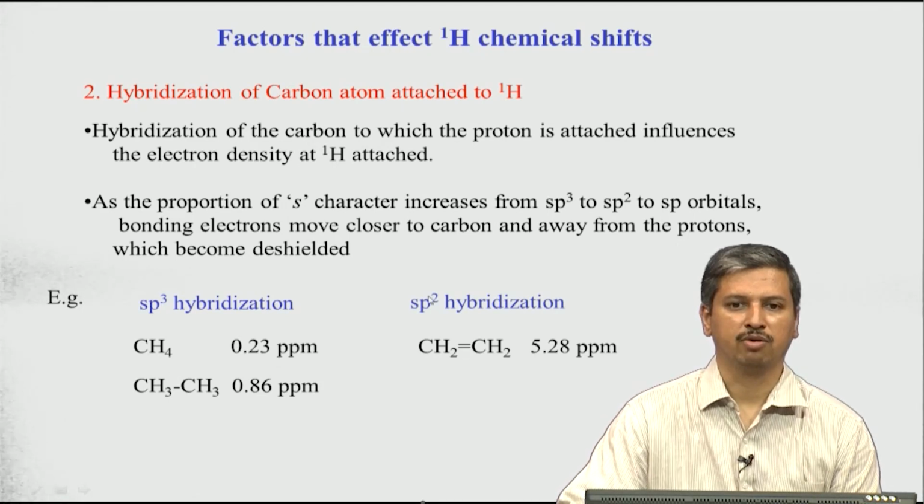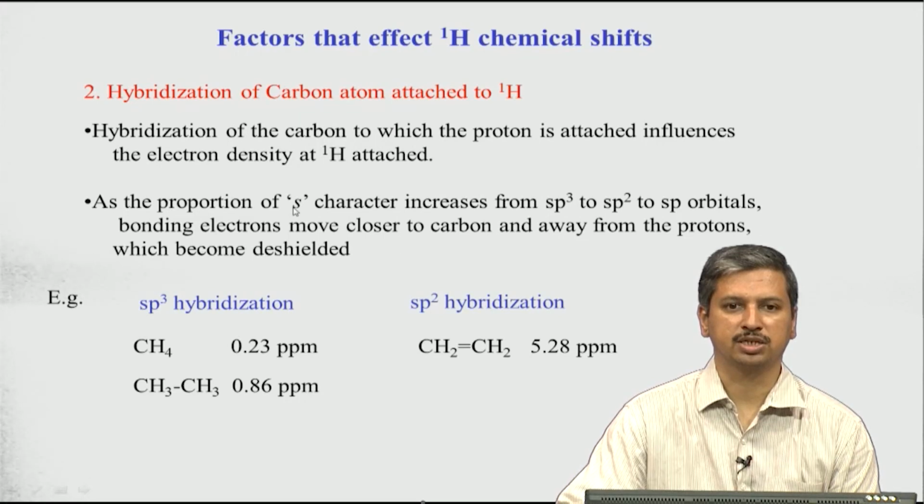But now, if I have a double bond, or similarly if you look at ethane, also is an sp3 system, and its value is somewhere around 0.86. But if I go to sp2 hybridization, what happens is, now I have a pi orbital, I have an sp orbital and to which the proton is attached, and that is less spherical. So, you can see that the S character is the least in this case, but as you go to this sp2 hybridization, the P character increases, and therefore, the electron moves closer towards the carbon and it moves away from the hydrogen.